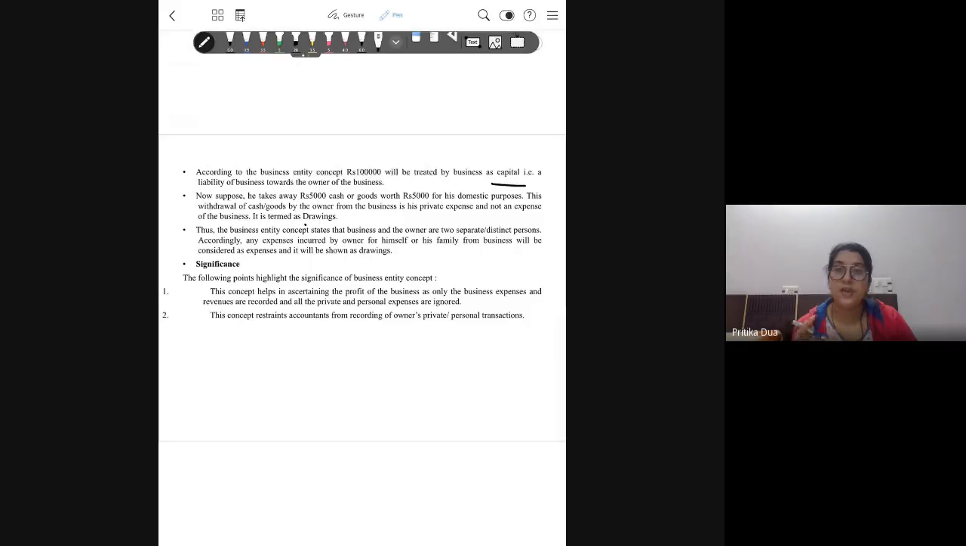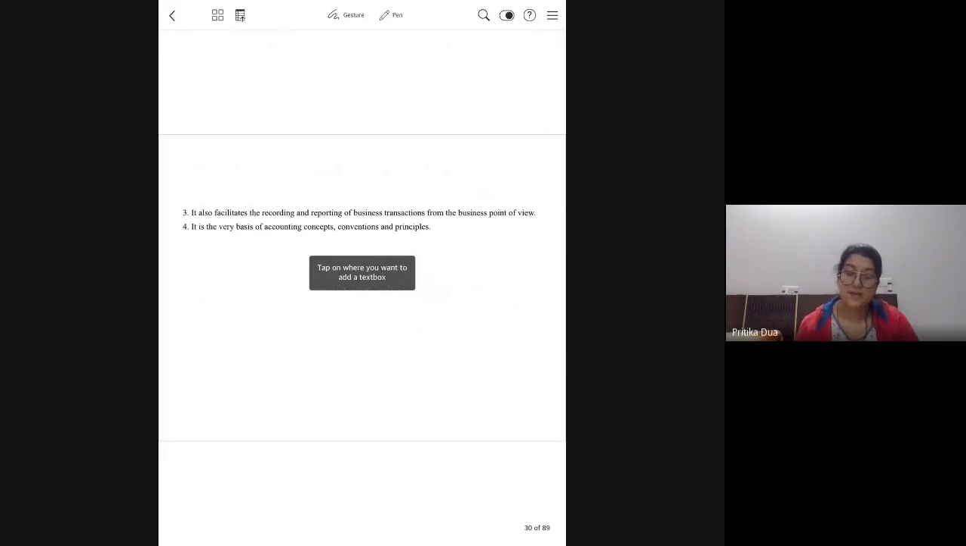So you are seeing that every transaction is being recorded from the point of view of the business. Any expenses incurred by the owner for himself will be treated as drawings. It's not the expense of business. It is a personal expense and hence it is treated as drawings in the business. So what are the benefits? Your personal and your professional expenses are segregated. With this concept, the personal transactions of the owner are shown separately from the business transactions. It facilitates recording and reporting of business transactions, and it is the very basis of accounting concepts, conventions, and principles.